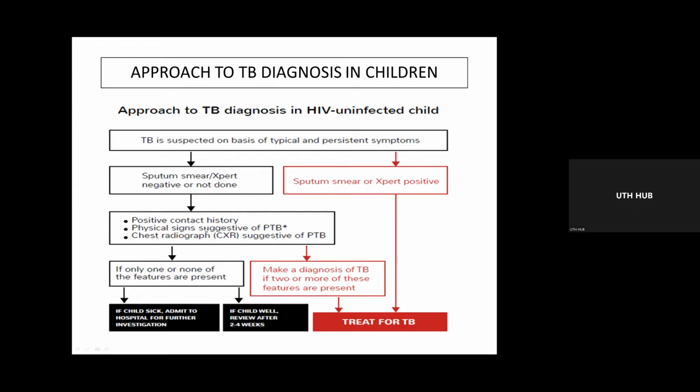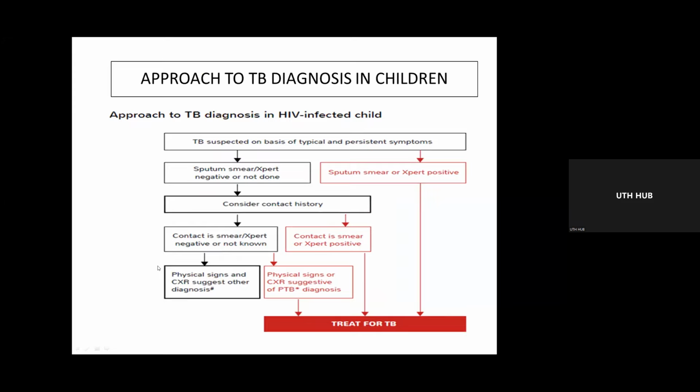Are there signs suggestive of TB? Is there cough, weight loss, fever, reduced playfulness, and night sweats? Is there a chest X-ray suggestive of TB? If we have two or more of these, treat this child as having TB. If you only have one, reassess this child, review in the next 2 to 4 weeks, and consider another diagnosis. Note that there are children who are HIV infected as well, and their algorithm is slightly similar, but this time around, it's very easy to make a diagnosis.